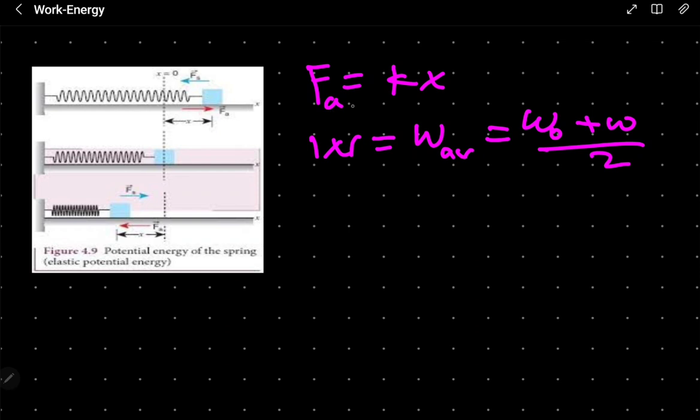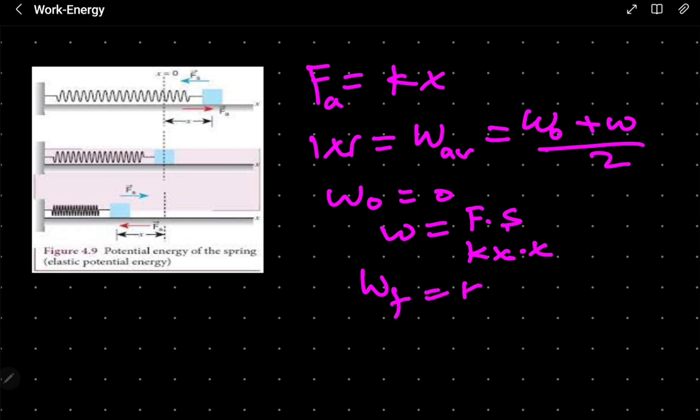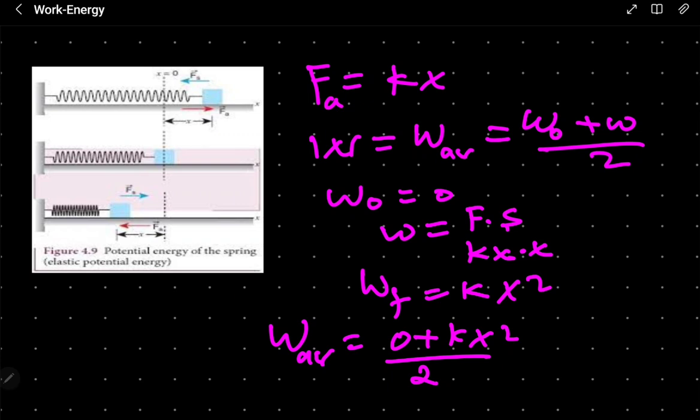because the force and the displacement have a linear relationship. The initial work done is 0, but the final work done is how much? It is force times distance, but your force is k times x and your distance is again x. So the final work done is k times x squared. Now the average work done is equal to 0 plus k times x squared, divided by 2. This is equal to kx squared over 2.